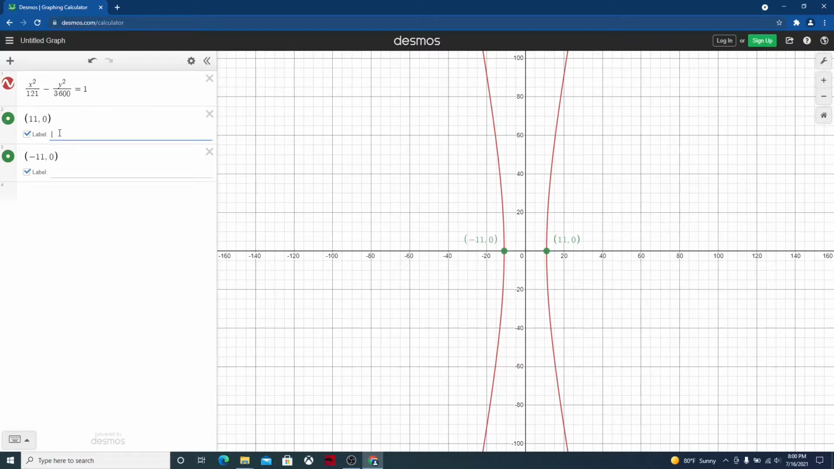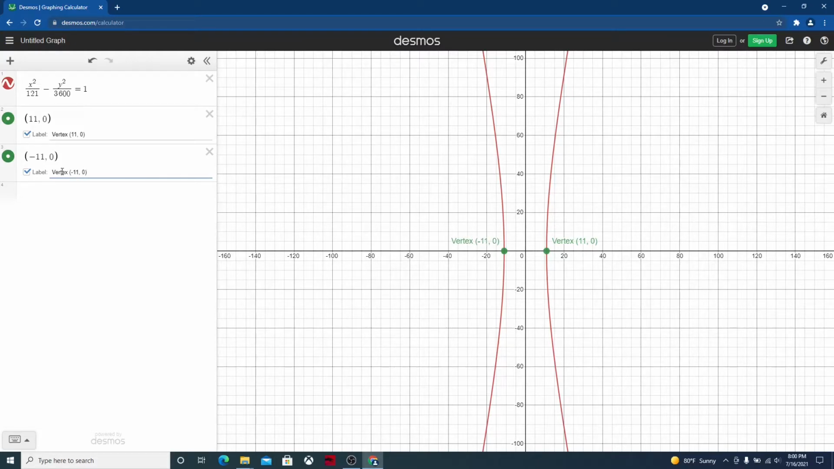Okay, that is a vertex, which we can label as (11, 0). So that's a nice label. And then the other vertex, which is (-11, 0). So there are our two vertices.